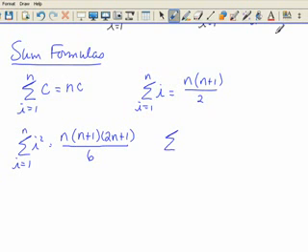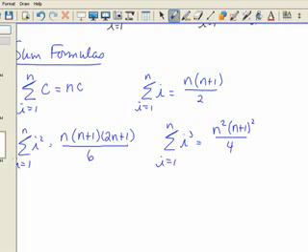And then the last formula, i cubed. Take n and square it, multiply by n plus 1 squared, and divide by 4. Again, you don't have to memorize those, but we're going to need them in a minute, so I wanted you to just be aware that those do exist.